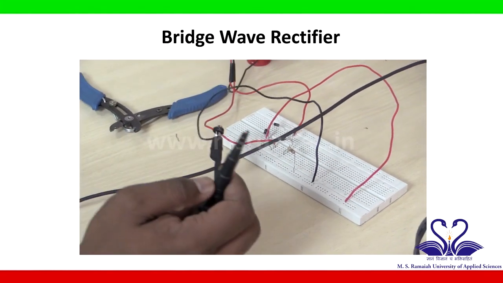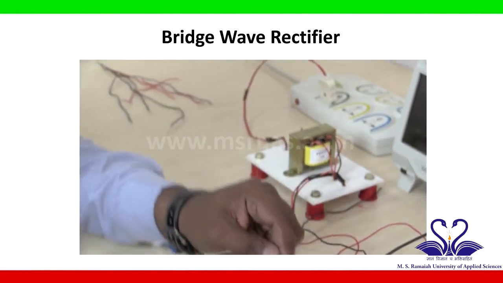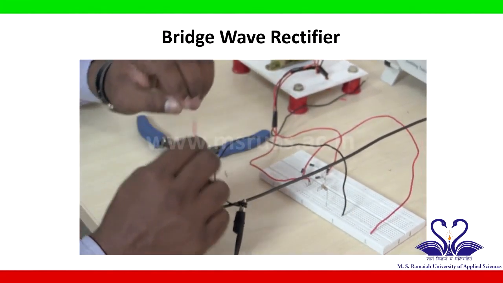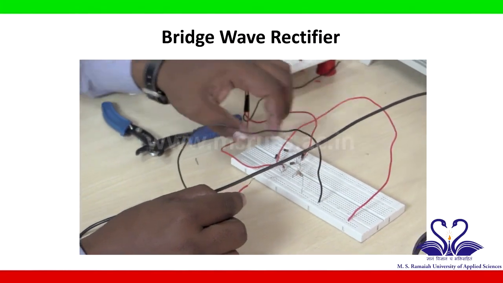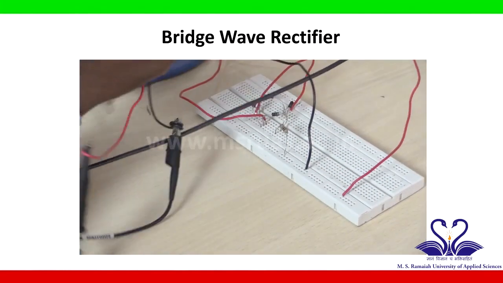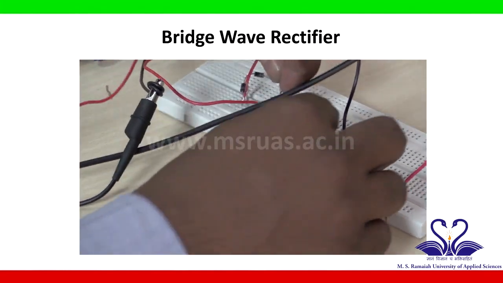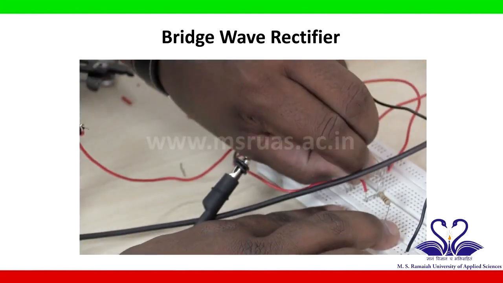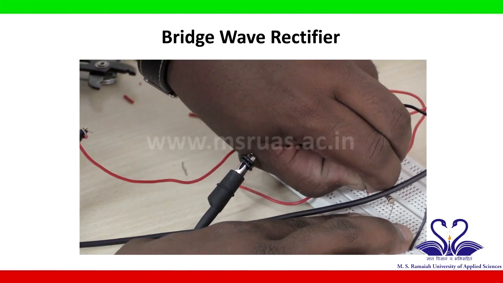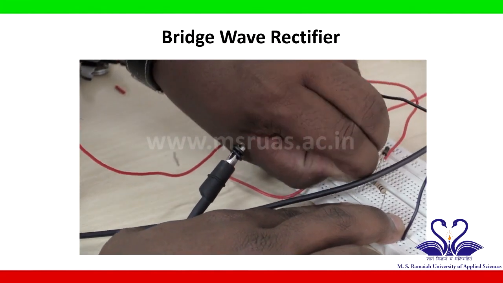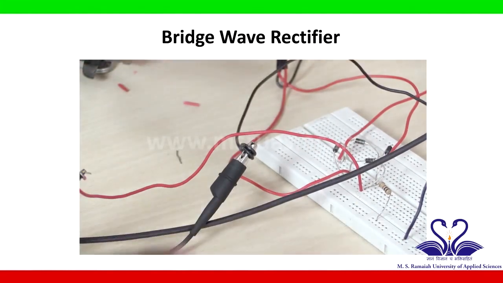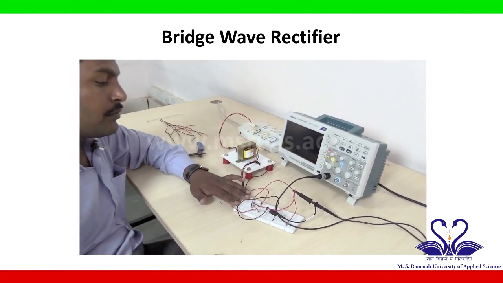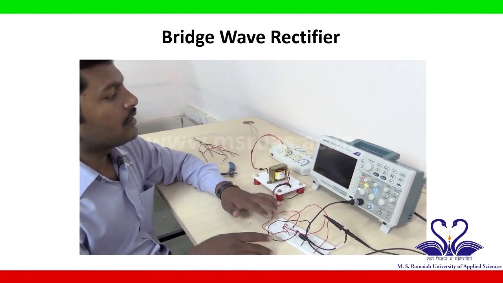And the positive terminal of the oscilloscope probe is connected to the N and N shorted end of the resistor on the other end, which is here on the breadboard. I will connect to this point. Now we have finished the circuit connection of a bridge wave rectifier without filter.